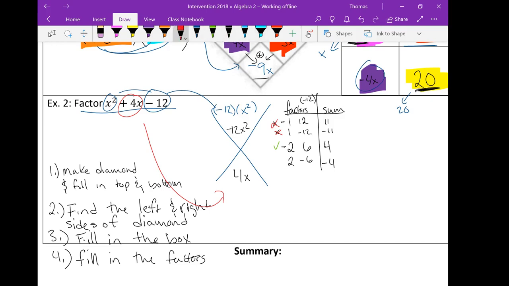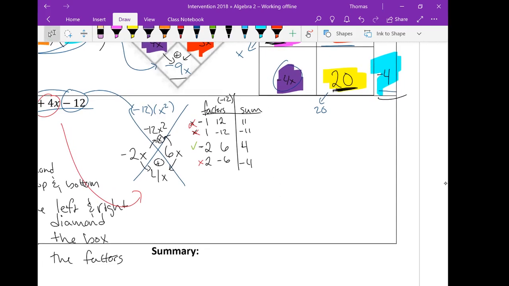So it may take you several guesses on these factors to get the right ones, but this is an organized way to keep track of which ones you guessed and what they worked out to. Now we have our negative 2 and our 6. So negative 2x and positive 6x multiply to make negative 12x squared, and they add to make 4x on the bottom.